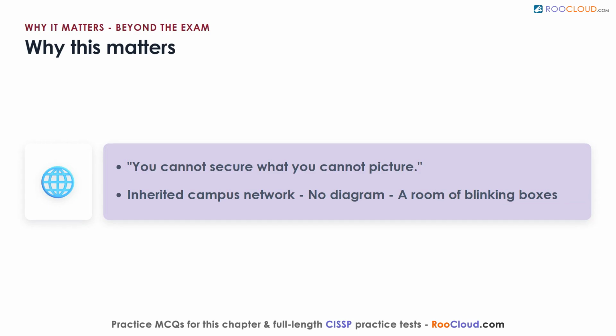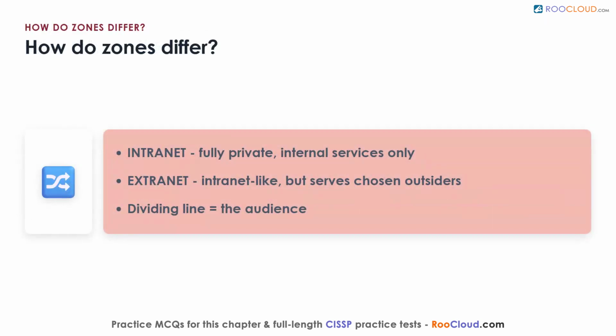Every control you add is a guess. Getting fluent in these components lets you design deliberately, avoid single points of failure, and place your defenses where they actually count. How do private network zones differ from one another? Chiefly by who is allowed in.